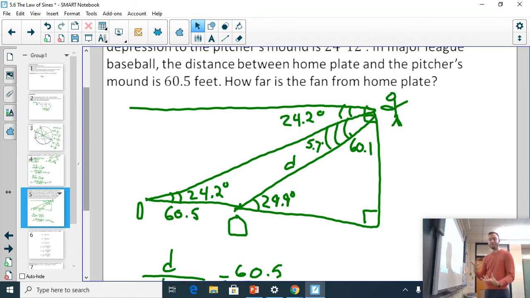And so math is kind of just about asking yourself the right questions, right? And so I was like, well, how can I get that angle? And then I realized I knew this one, the 24.2 at the top. I knew that one from the angle of depression part of the problem. And I knew I could figure out this 60.1, which, the only thing remaining would be the 5.7. So again, it's just about asking the right questions when you're doing problems.